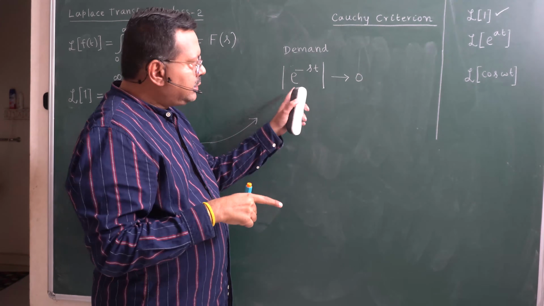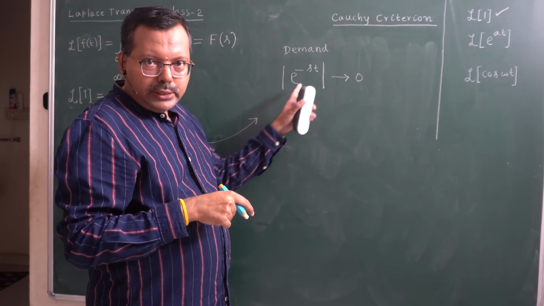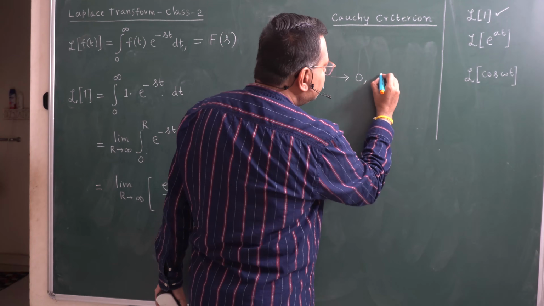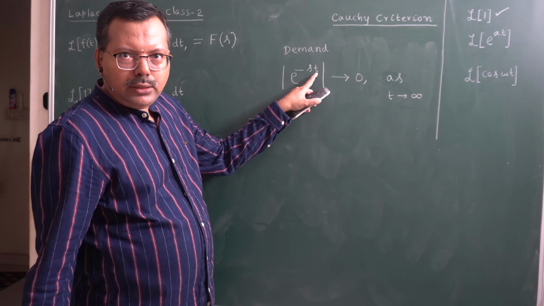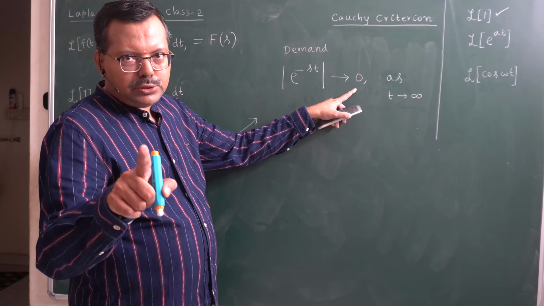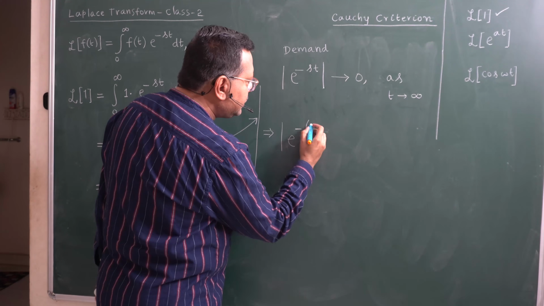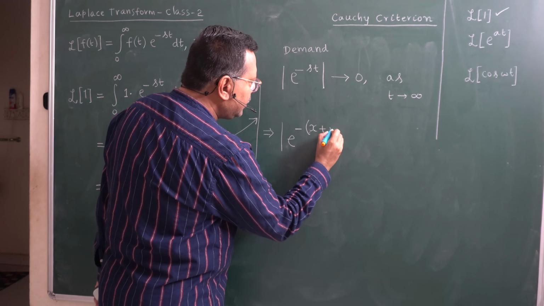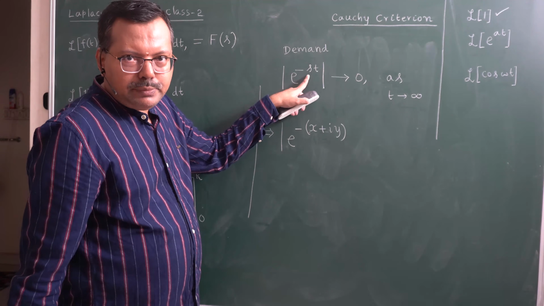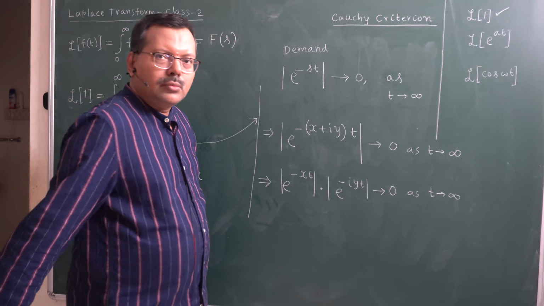I am not saying that this will always tend to 0. That will not happen. We are asking the question whether it tends to 0. When should this happen? In case t tends to infinity, I want this quantity to approach 0. When is it possible? That's the question. This is a plus ib or x plus iy, whatever it is. If you want to write x plus iy, it's okay. So what is x plus iy? That x plus iy is the complex s parameter. So that's what we want to check.